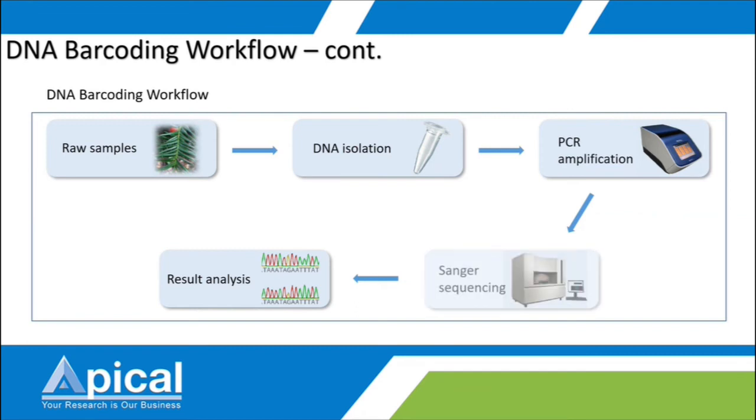Sequencing is the Sanger sequencing method, a first generation sequencing method, but now everything is automated. We are using chain terminator chemistry for the Sanger sequencing. After sequencing, you need to perform alignment and BLAST.